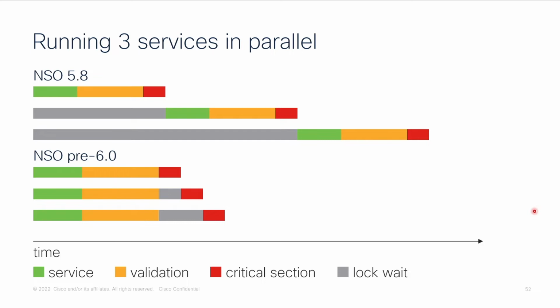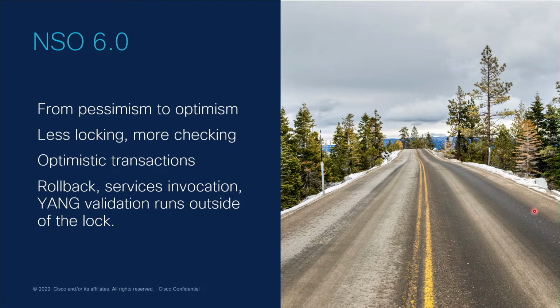In 6.0, the services are executing in parallel. The validation is executing in parallel. And then we still have this critical section where we need to update the data store, we need to update the devices, etc. But you can see here that we are actually finished with all 3 transactions before the second transaction has finished in 5.8. So there's a big gain here. These are, by the way, old slides. So if I miss things, don't shoot me.